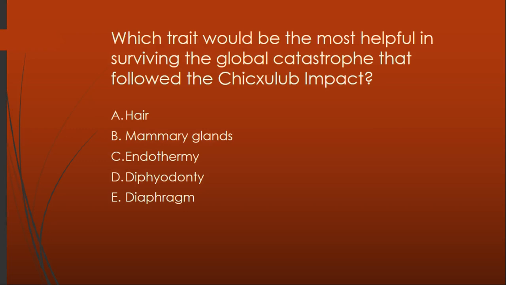So which trait would be the most helpful in surviving the global catastrophe that followed that Chicxulub asteroid impact 65 million years ago? Well, it turns out being warm-blooded, right? Because following that asteroid impact, you get cooling, right? And so being warm-blooded would allow mammals to stay active, right? To be able to search for food, all of that good stuff. Whereas that's not going to be true for your cold-blooded, your ectothermic species, right? So endothermy there would be the best.